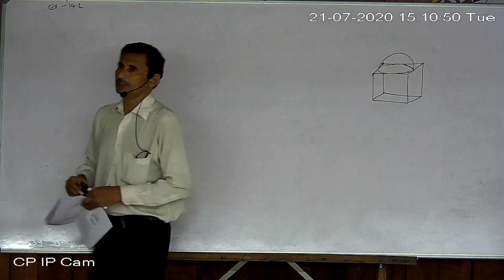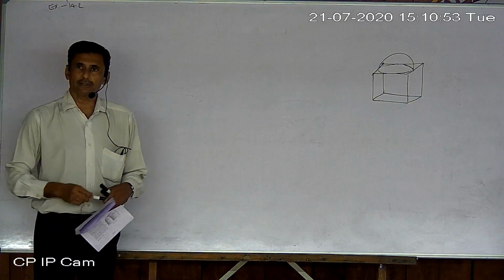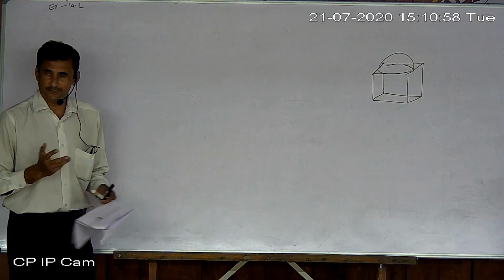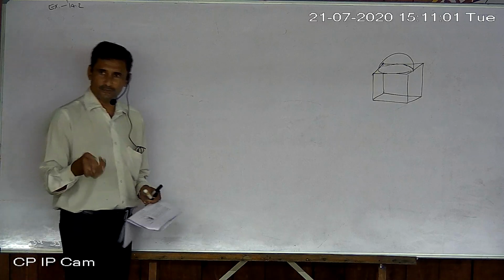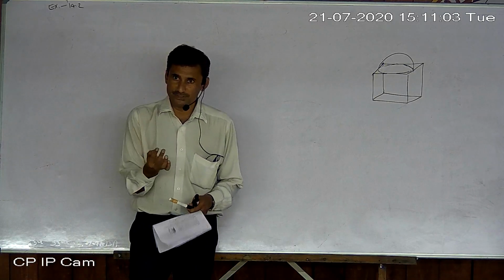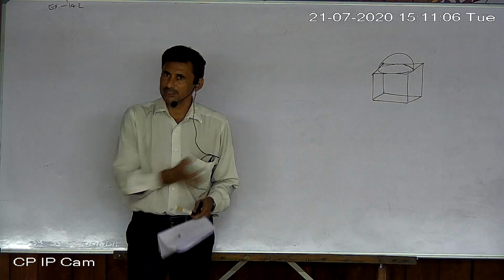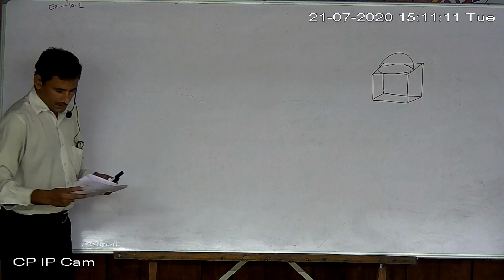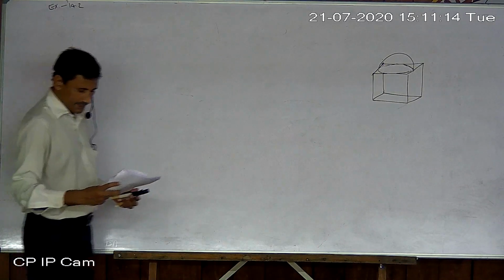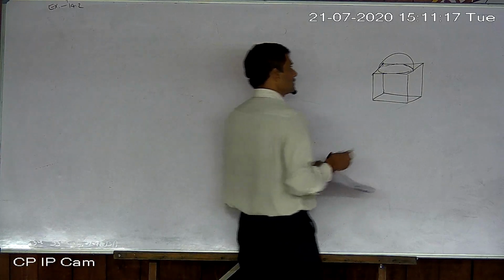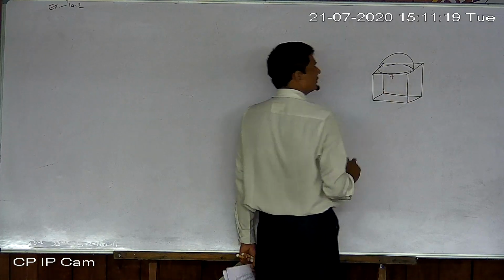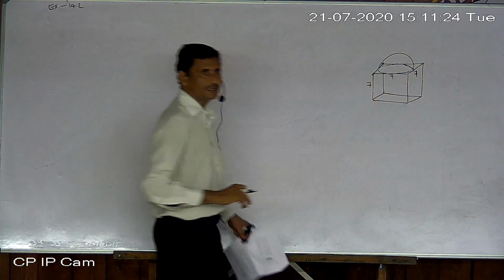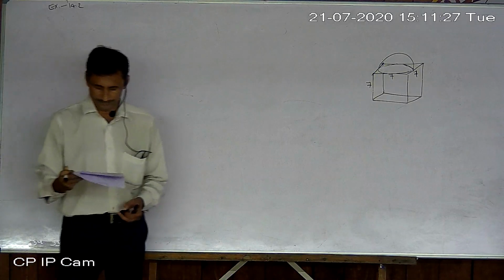If you understand the statement or language of the question: a hemisphere is mounted on a cube. So this time something is mounted on a cube, otherwise cylinder, hemisphere, cone are combined, but sometimes this combination will also be given. So, a cubical block of side 7 centimeters. So the block side is 7 centimeters, all are 7, 7, 7, height is also 7. That means cube only. Cubical means of cube shape.